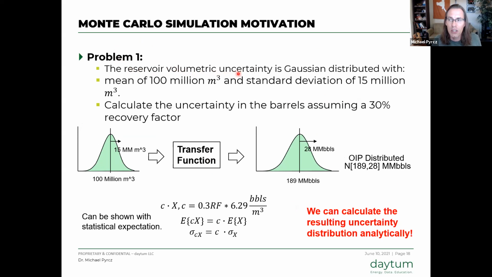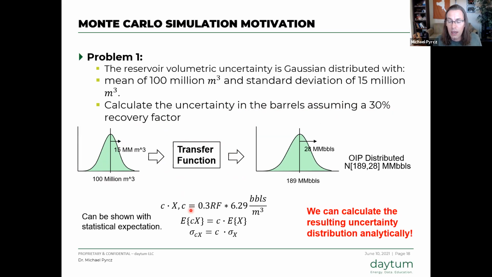The reservoir volumetric uncertainty is Gaussian distributed, a mean of 100 million cubic meters, and a standard deviation of 15 million cubic meters. Calculate the uncertainty in barrels. Now you see this problem is not a difficult problem. We have the initial distribution, Gaussian distributed. You see the central tendency. You see the dispersion right here in standard deviation. The transfer function in this problem is not that complicated, because we have a conversion to barrels from meters cubed, and we have a recovery factor that's constant.